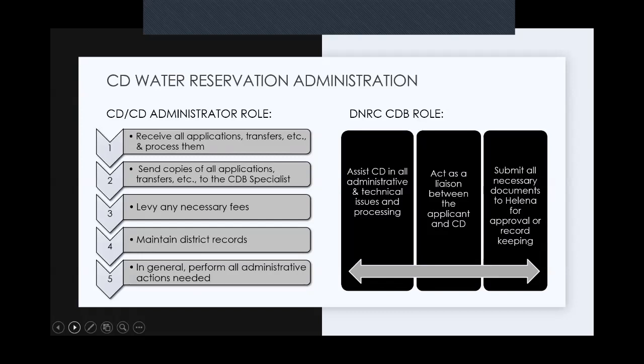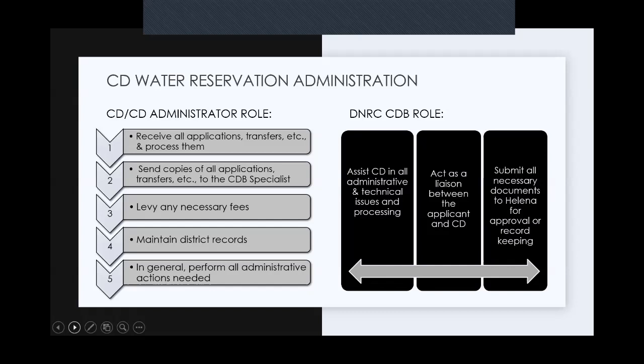Then the CDB, the Conservation District Bureau staff, myself and Ann Kolzak, as you saw, she's out of Glasgow on that last slide, assist districts in all administrative and technical issues and processing regarding the water reservations. A big part of that is acting as a liaison between the applicant or producer and the district, helping the applicant get all their information together, such as maps, design, and soils, and then presenting that to the district. We assist the district in their processing, such as doing a legal notice on the application, and ultimately with the board making a decision whether to grant a reserve water use authorization or not. On the back end, we submit all the necessary documents to Helena for final approval or for record keeping and so forth.